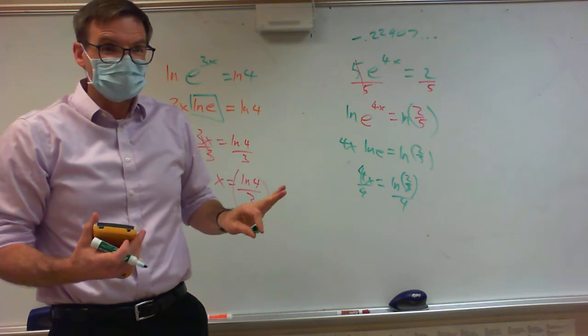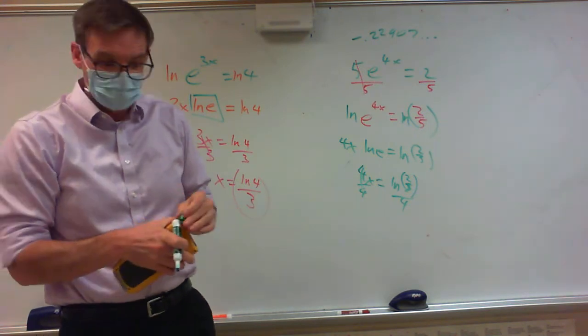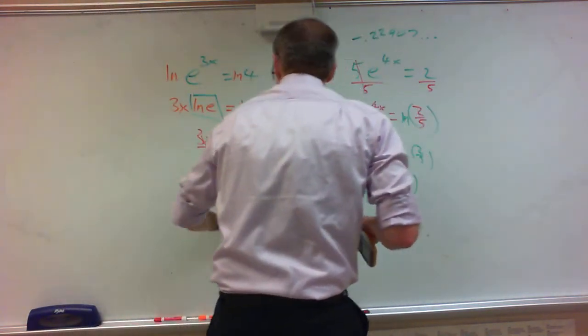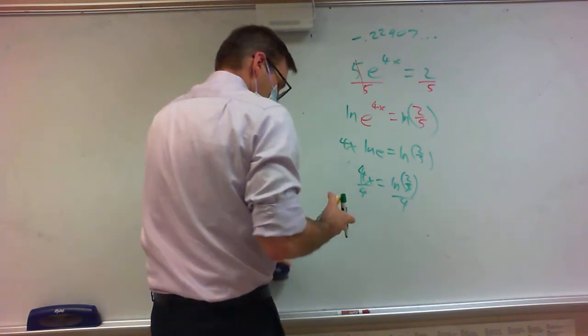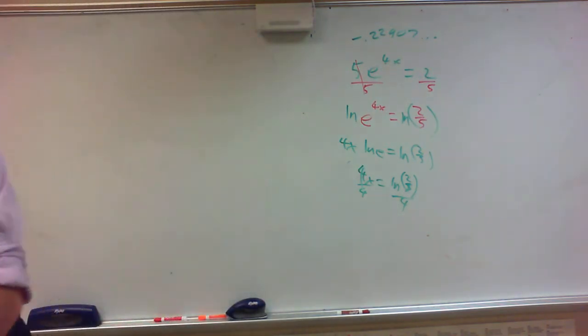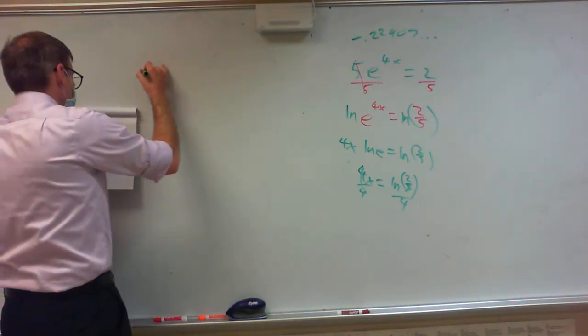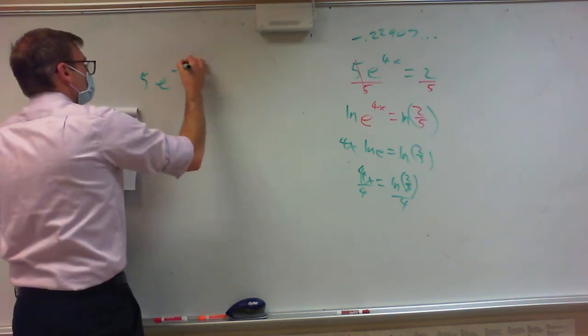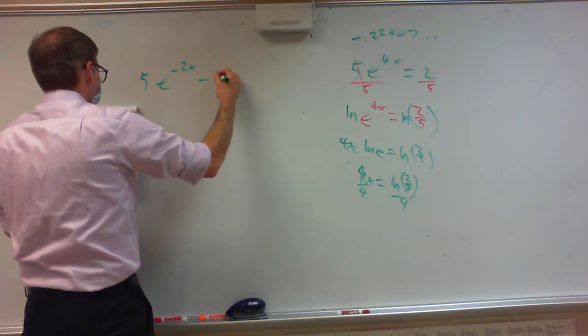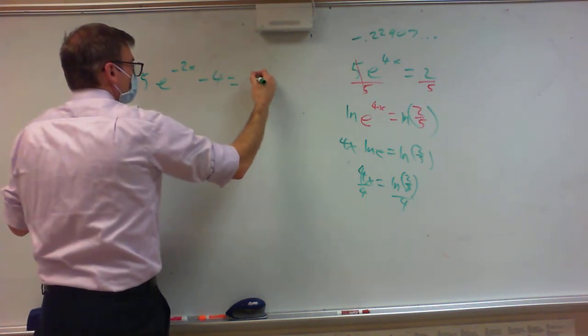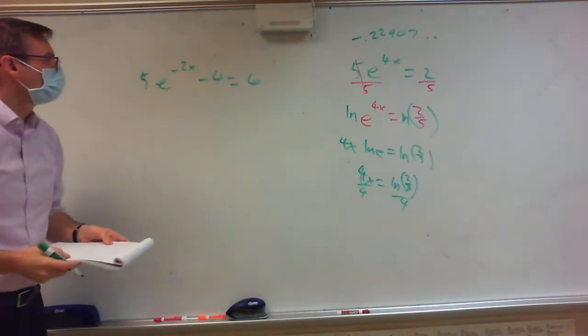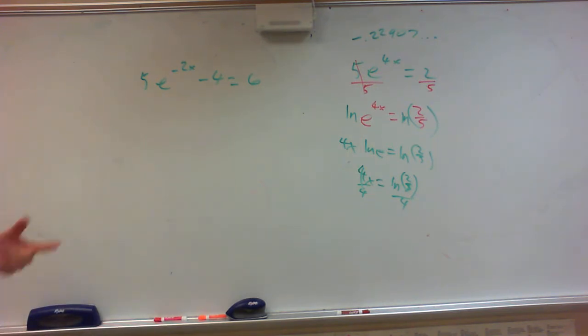All right, everybody okay? All right, now, so now try this one. If I gave you 5e to the negative 2x minus 4 is equal to 6. Solve this.